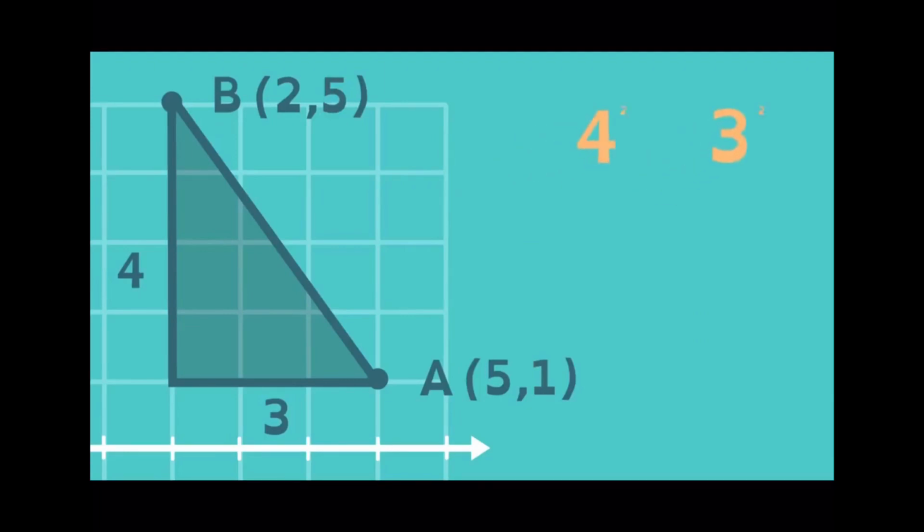Now because you know the height and base of the right angle triangle, let's apply the Pythagoras rule. You know that a square plus b square is equal to c square, where c is the hypotenuse of the triangle. 4 square equals 16 plus 3 square equals 9. This totals to 25. And you all know that 25 is 5 square. So if c square equals 5 square, that means that c equals 5.